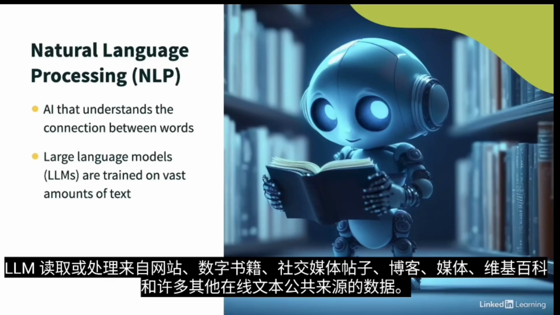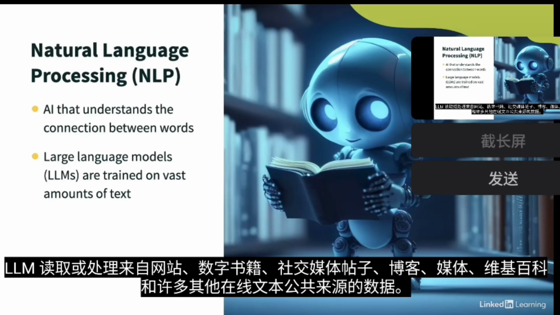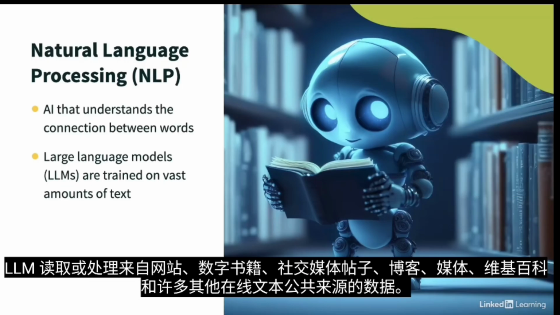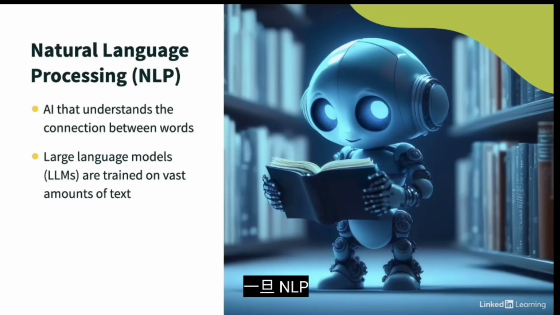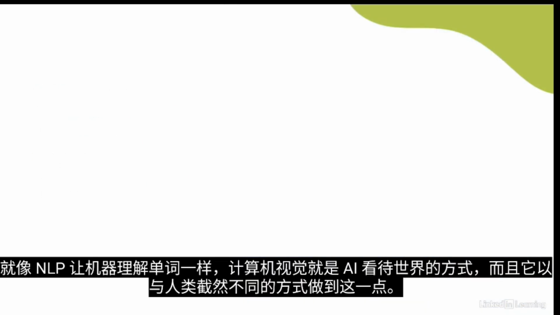LLMs read or process data from websites, digital books, social media posts, blogs, media outlets, Wikipedia, and many other public sources of online text. Once an NLP has been trained, it can use its knowledge to offer a good guess of what may come next in a sentence or paragraph and craft a verbal response that makes sense to you and me.